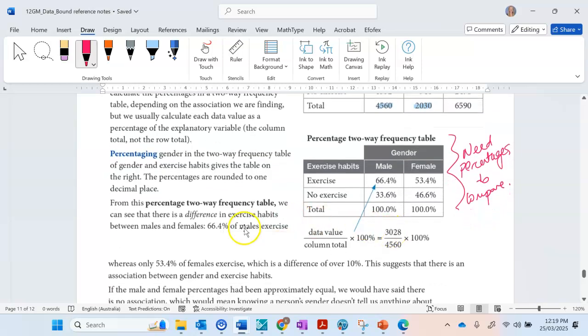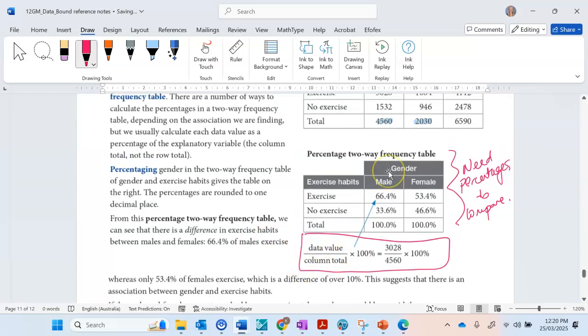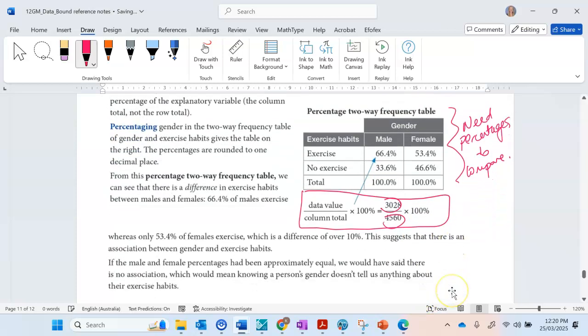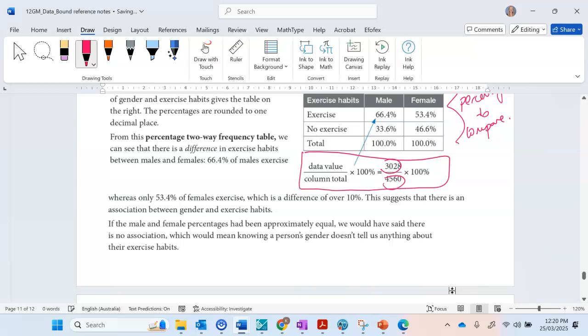All right, here we've just got how to calculate a percentage. So please make sure you've got an example of that in your bound book, especially if you have trouble doing percentages. So we just take the data value over the column value. So we can see for males, it's 3,028 over the total, which was 4,560, and then multiplying it by 100 to turn it into a percentage.